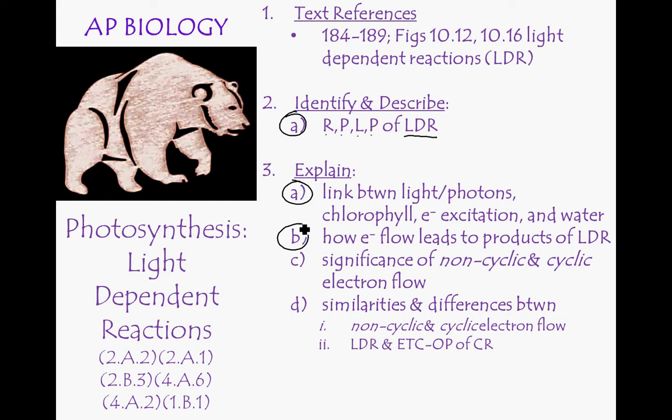B, how electron flow leads to products of the light-dependent reactions. C, the significance of non-cyclic and cyclic electron flow. And D, similarities and differences between non-cyclic and cyclic electron flow and the light-dependent reactions and electron transport, oxidative phosphorylation. So before we leave this slide, I want to point out what I said a lot of there, right?